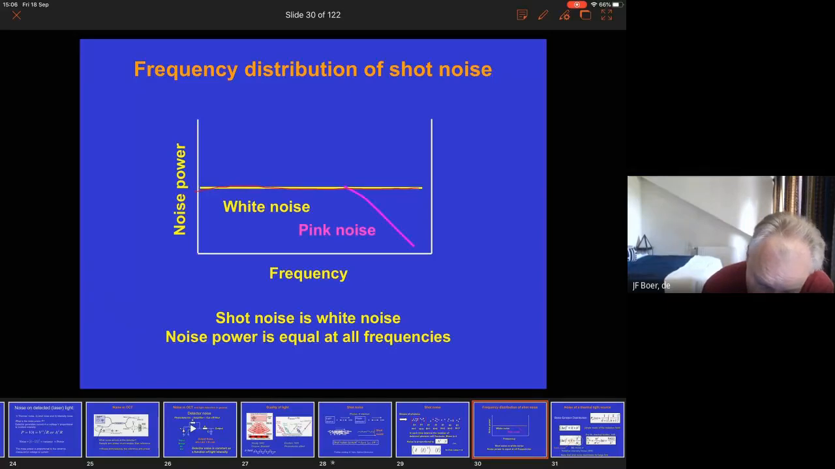If we would cut off the noise at some higher frequencies, then we could get this tail-off, this kind of shape. If you have a flat spectrum and then it tails off, the name for that in general is pink noise.